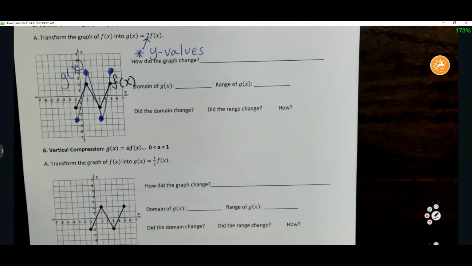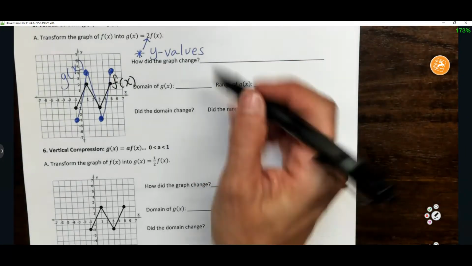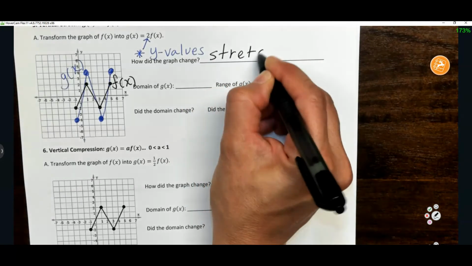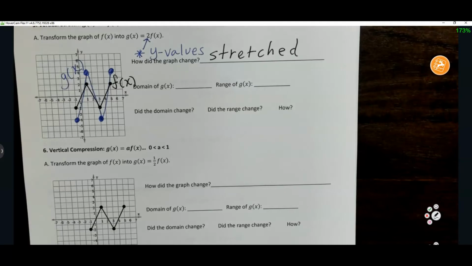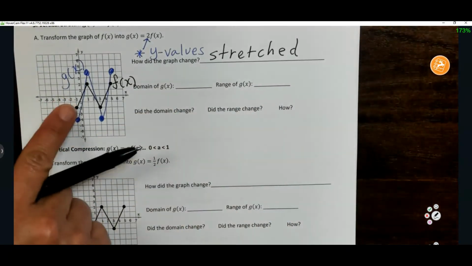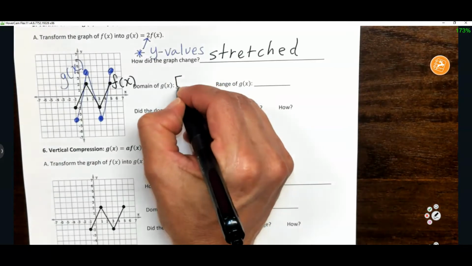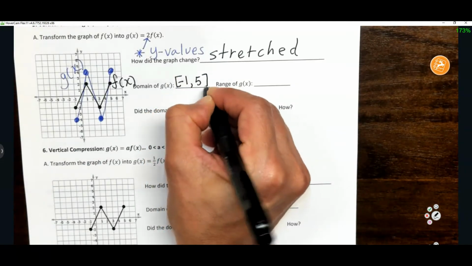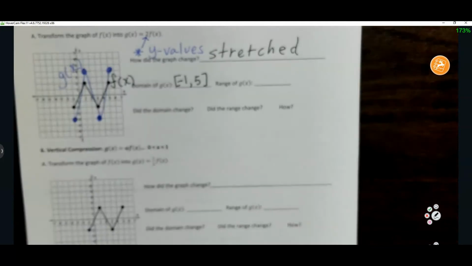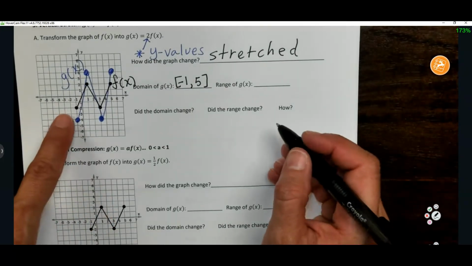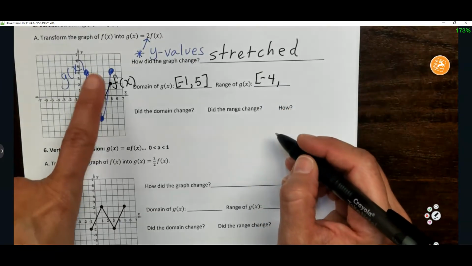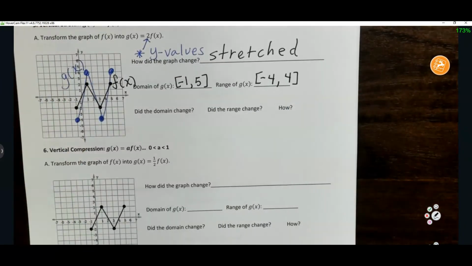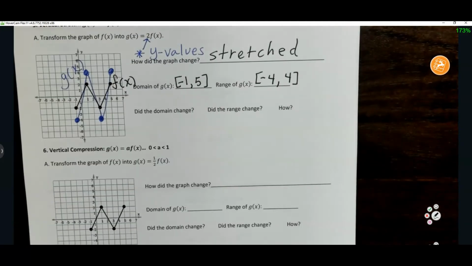So y'all, what happened to the graph? What's one word that we could write? Perfect. Let's write stretch. And remember, we didn't do anything to the domain. We left the domain alone. So the domain is going to be the same as f of x, which means it starts at the -1 to the +5. But your range totally changed. It doesn't start at the -1 now. It's lower. It starts at the -4. And this time it stops at the +4. And don't forget the brackets for the closed dots.